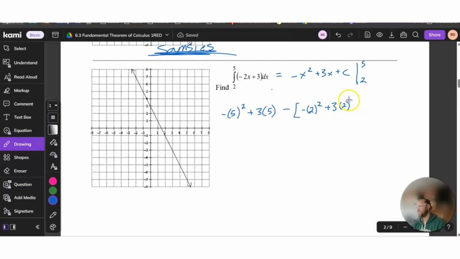I'm evaluating it at 5 and 2, right? This part here is at 5. This part here is at 2, and then I have to subtract them.